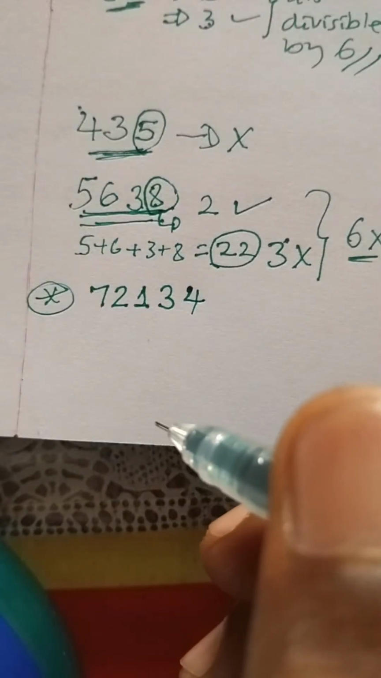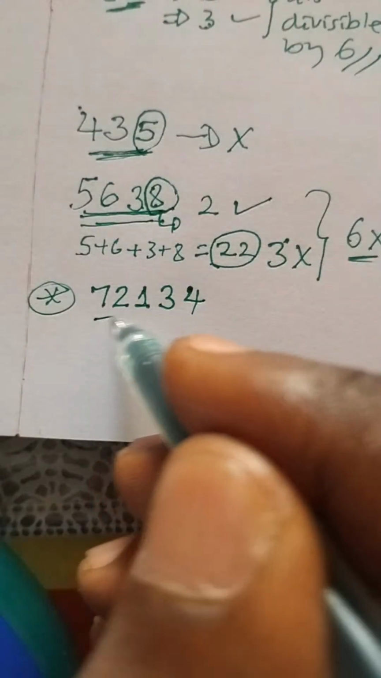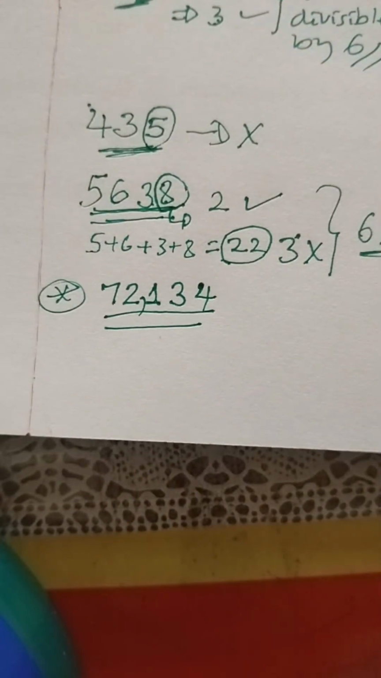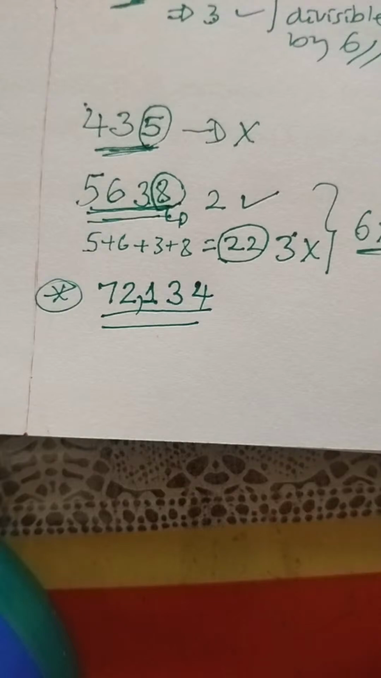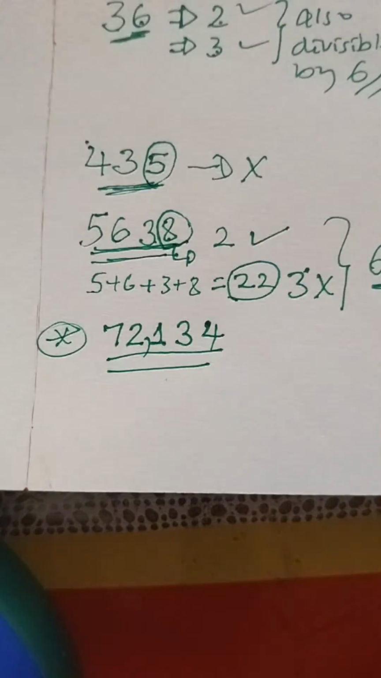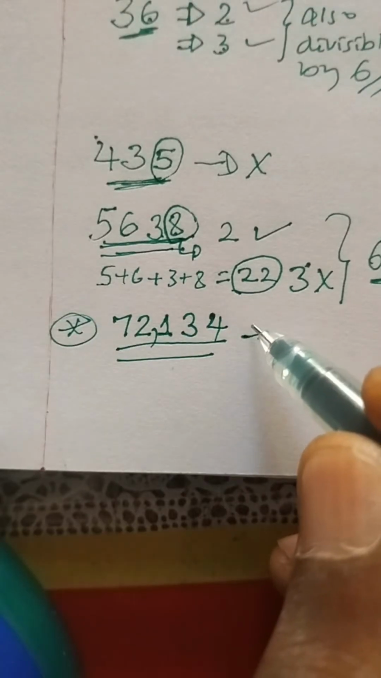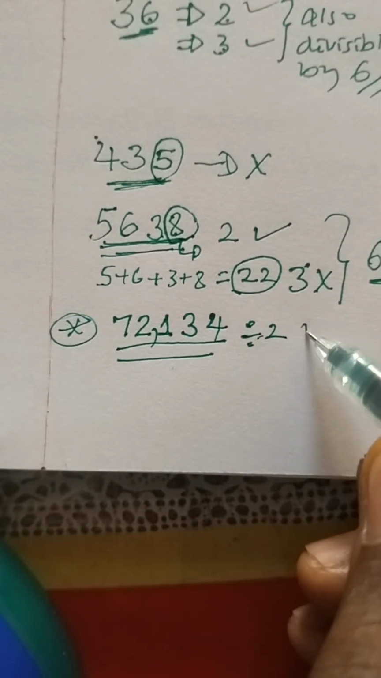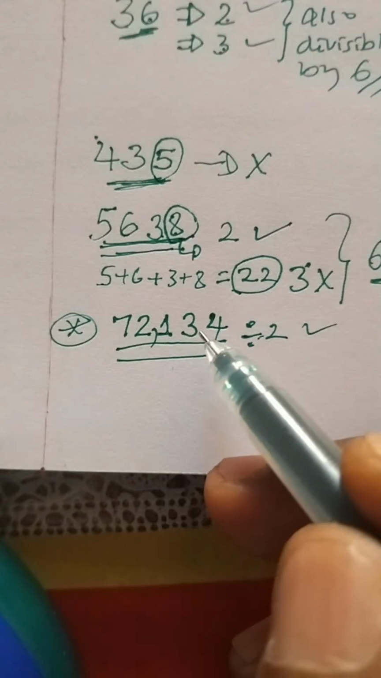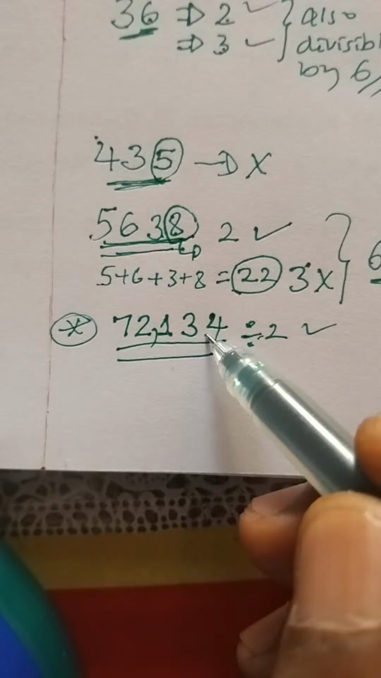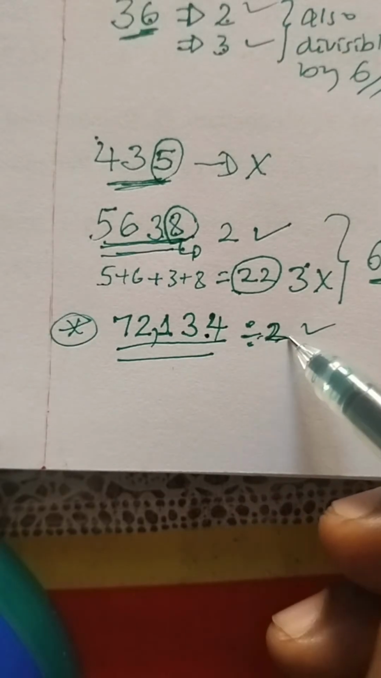Let's say 34. So is it divisible by 6? Okay, let's check whether this number is divisible by 6 or not. We have to check if this number is divisible by 2. Is it divisible by 2? Yes. Why? The last digit is an even number. If the last digit is an even number, it is divisible by 2.